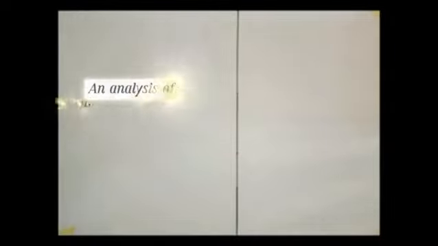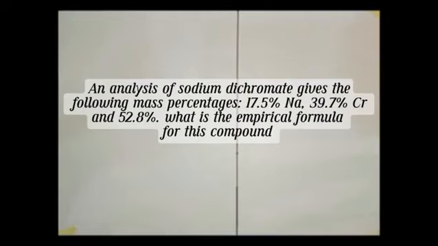Let's solve problem number 2. For the second problem, we are given percentage compositions, and the question goes this way. An analysis of sodium dichromate gives the following mass percentages: 17.5% sodium, 39.7% chromium, and 42.8% oxygen. What is the empirical formula of this compound?